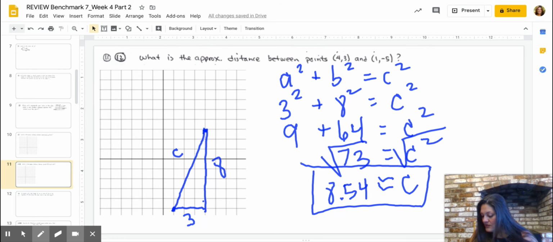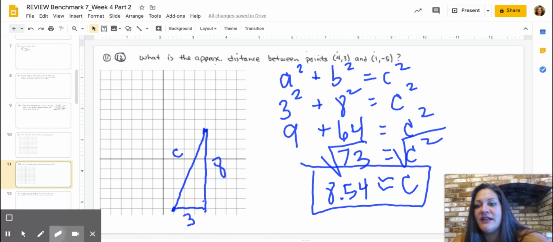There we go. I am unsure why this is 11 and 12. So I don't know if on the benchmark next week this is going to be covered over 2 problems. Maybe part of it is actually graphing it. It was 11 and then solving it is 12. I don't know. But there it is.